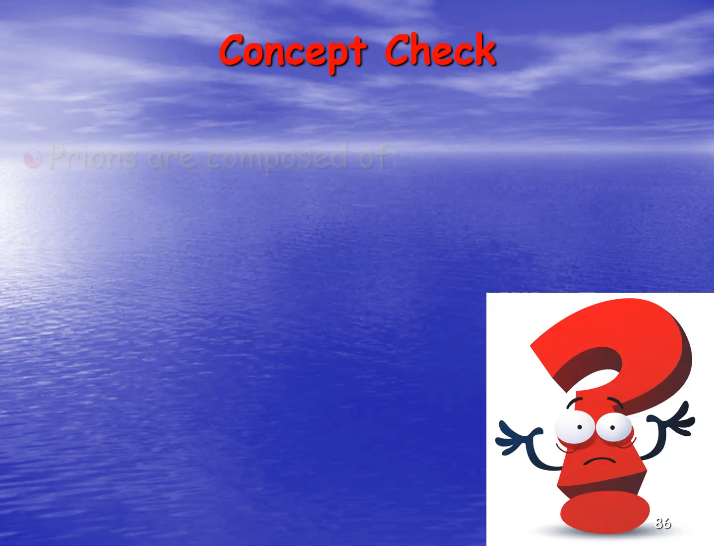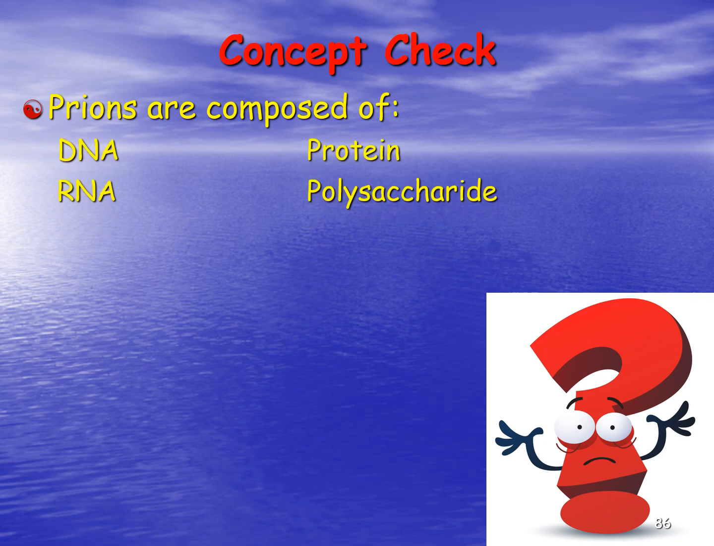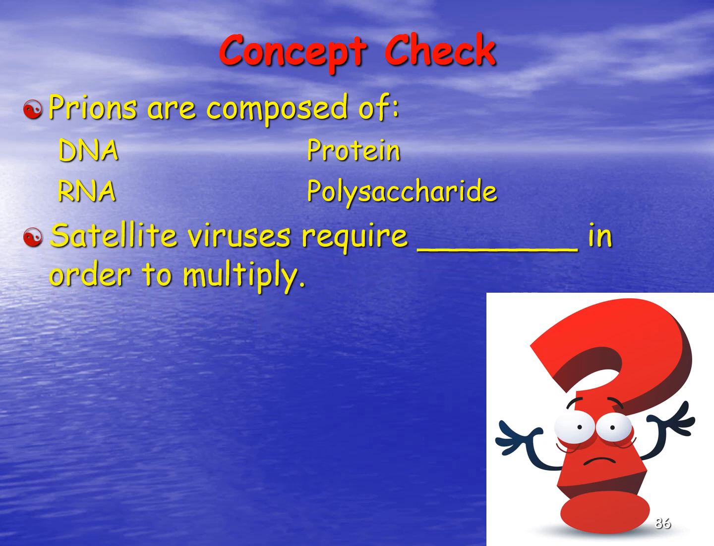So, what are prions composed of? DNA, RNA, proteins, or polysaccharides? Satellite virus requires what in order to multiply? And what is the substance that infects only plants that is made up of naked RNA?